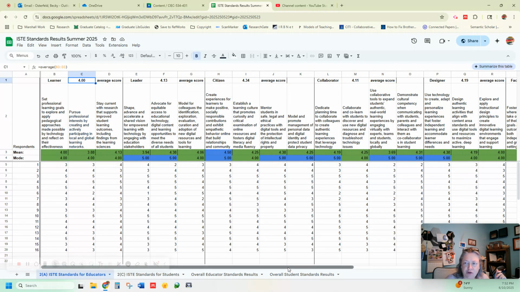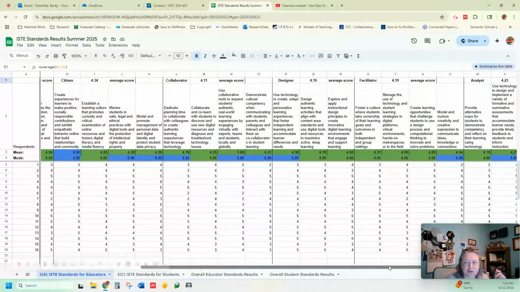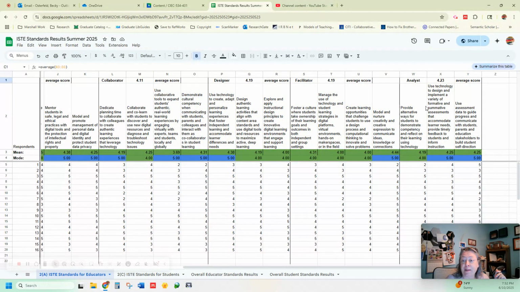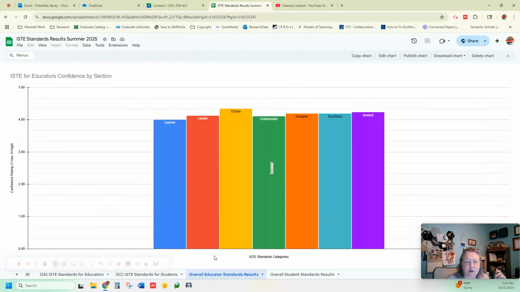Collaborator, still over a 4. Designer, you felt a little stronger there. Facilitator, you felt comfortable. And analyst, you're looking for lots of different ways to use technology in formative and summative assessments. So I made a quick graph, and you can see how close all of these are. As a class, you're tending very strong. You're comfortable with what these standards are expecting of you, which is fantastic.